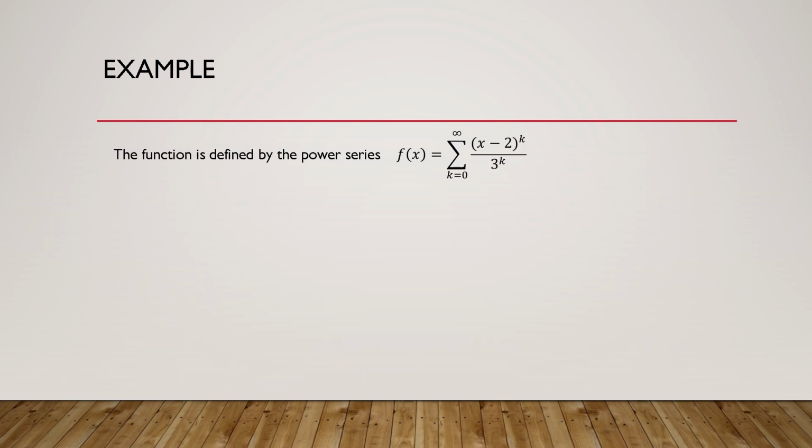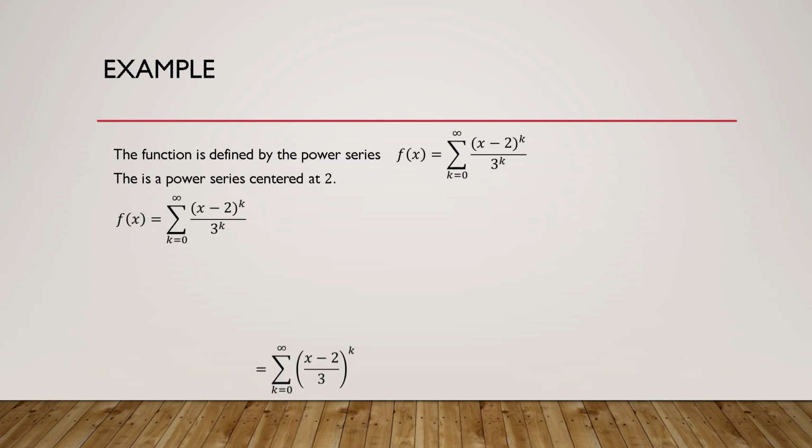Our next example is similar, except we'll evaluate a power series not centered at 0. f of x is equal to the sum from k equals 0 to infinity of the quantity x minus 2 to the k over 3 to the k. This is a power series centered at 2. We can rewrite this series as the sum from k equals 0 to infinity of the quantity x minus 2 over 3 to the k power.